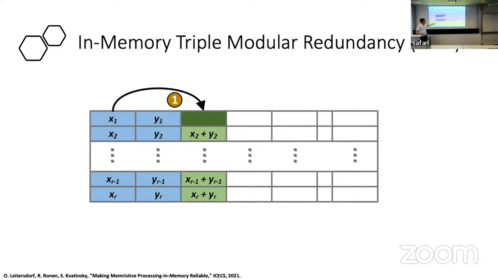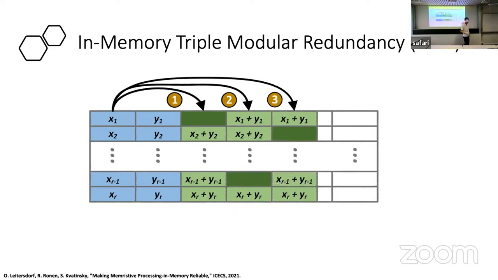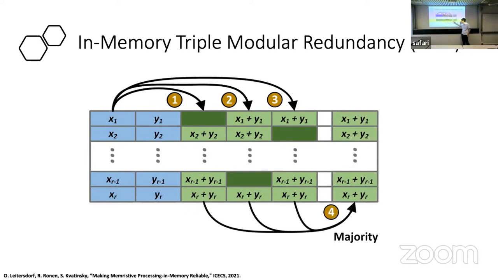So for example, in this case, if we have two vectors x and y we want to add, first we're going to add them to this column. And here, the dark green shows an error. So we didn't actually get x1 plus y1. Then we're going to do it again, and here the error was in a different location. Then we do it a third time. And here we notice that every single row has at least two copies that are correct. So if we take a majority vote, now majority is also implemented using processing in memory, then you can get that the entire data is correct.